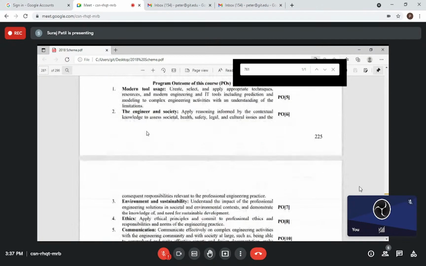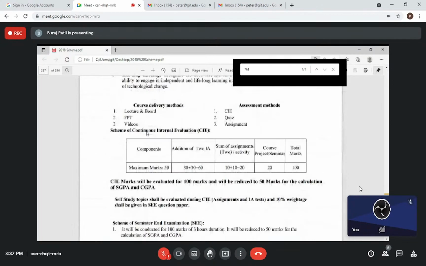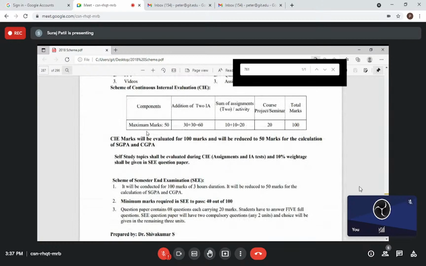Any queries? Any queries? And the scheme will be like 30 plus 30, that is first IA 30, second IA 30, and then assignment 10 plus 10, course seminar or course project, and then total 100, it will be divided by 50. Any queries? No queries, ma'am.